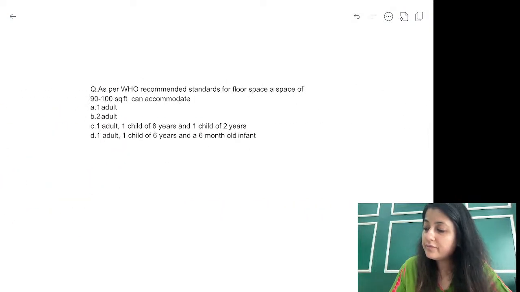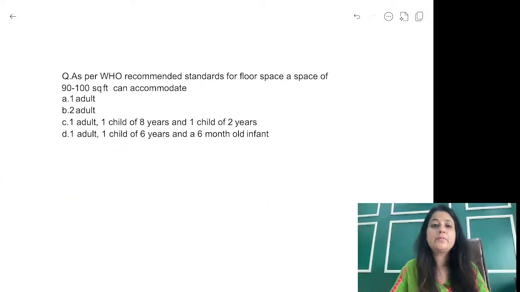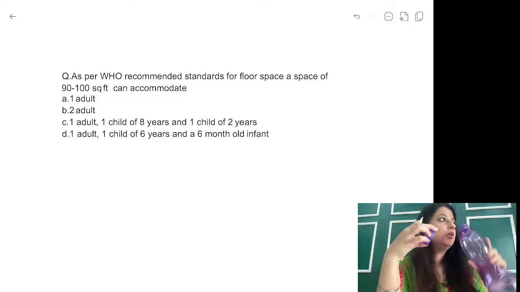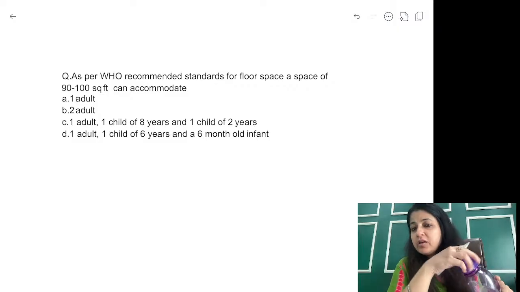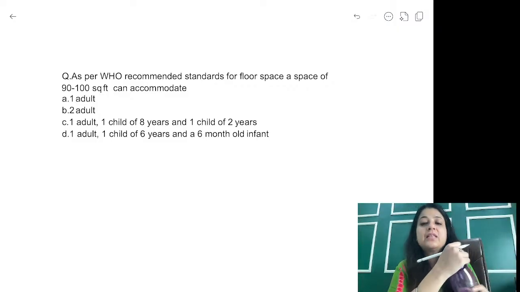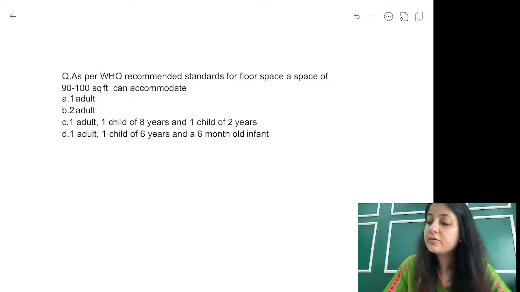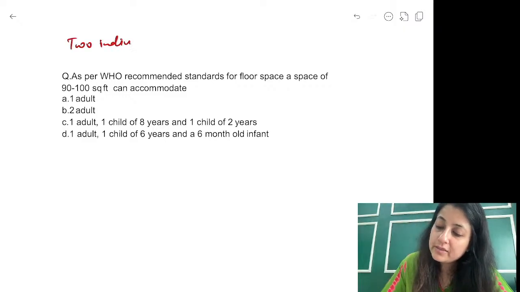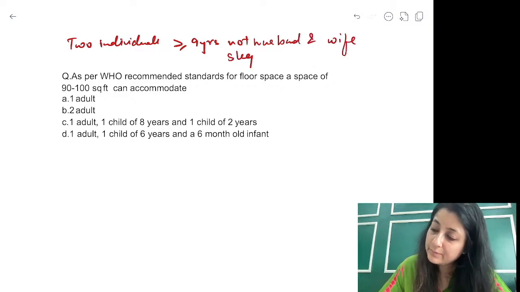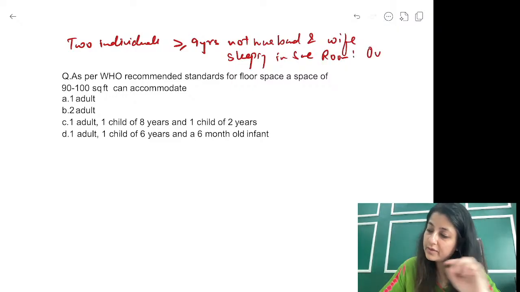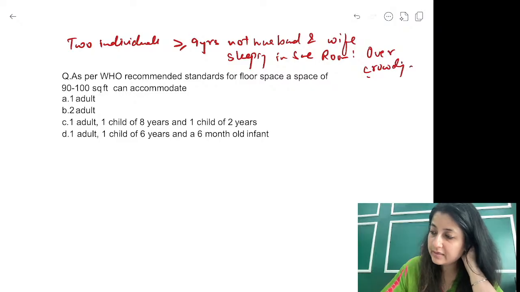Okay. Going to one more question for the day. As per WHO standards, floor space can accommodate... Overcrowding is due to person per room criteria, floor space per person criteria, and sex separation. Two individuals of age 9 years or more, not husband and wife, sleeping in the same room. Sleeping in the same room, guys, is overcrowding. All right, that is one of the overcrowding criteria.